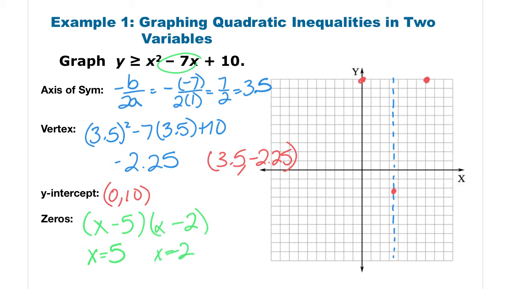So I'm going to put those points on my graph. There's x equals positive 2, and here's x equals positive 5. It's a good sign that they are reflected across that axis of symmetry.